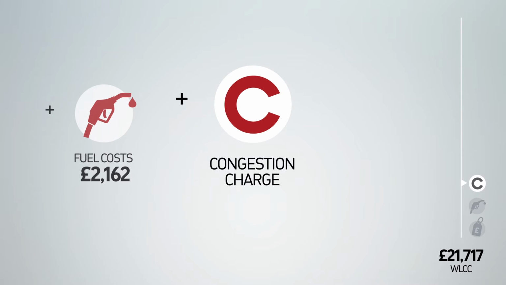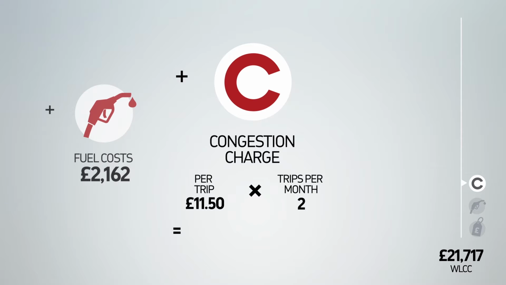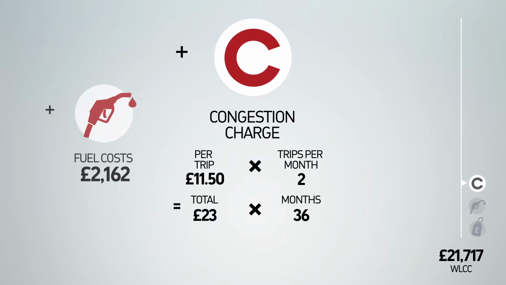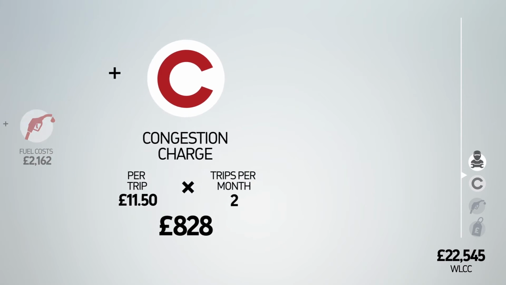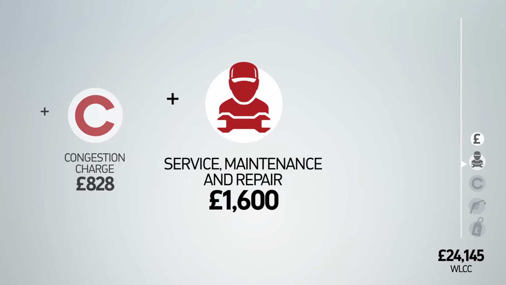Next, if the car is liable to a London congestion charge, add in this figure for the whole length of ownership. In this example, we've assumed 2 trips a month into the London congestion zone, giving a total cost over 3 years of £828. Now add service, maintenance and repair costs. In this example, we've assumed a value of £1,600. Also known as SMR, these costs are set by data providers to the automotive industry. These projected costs will take into account the cost for the manufacturer's regular service schedules, together with an allowance for tyre replacement and general wear and tear.